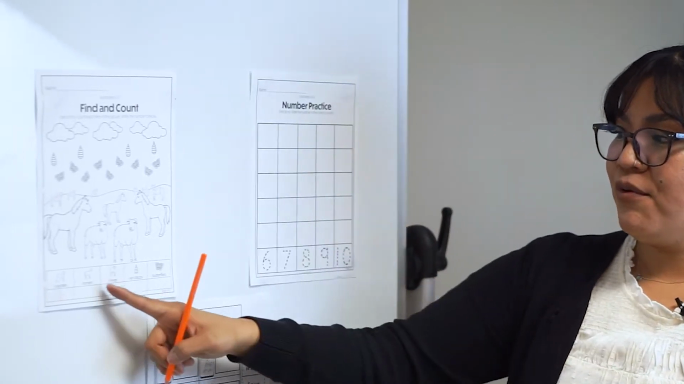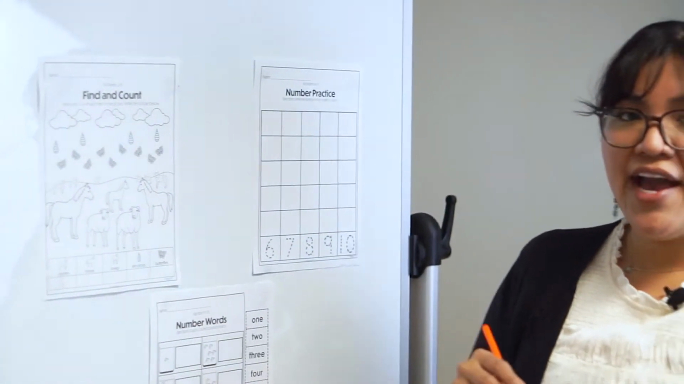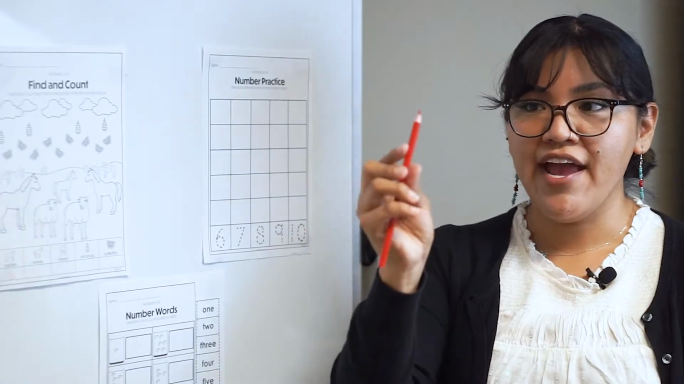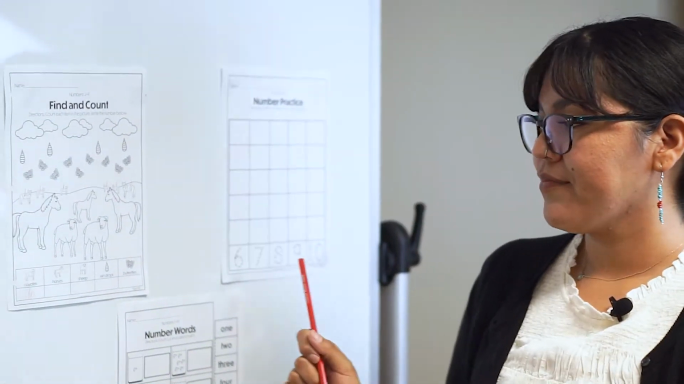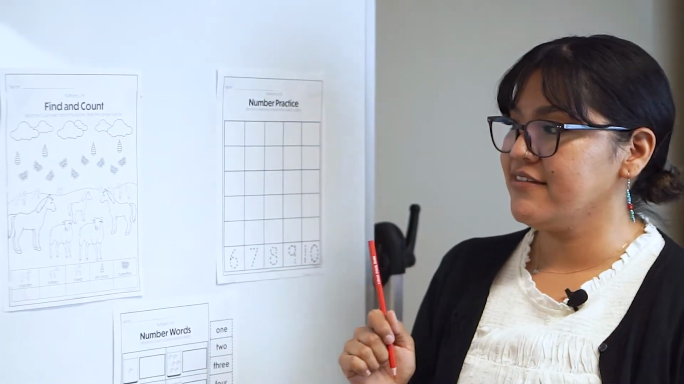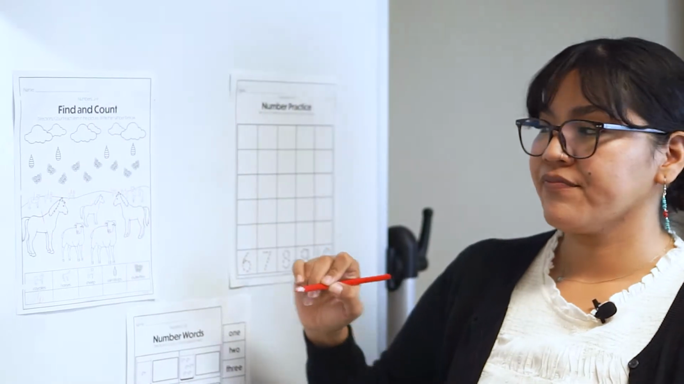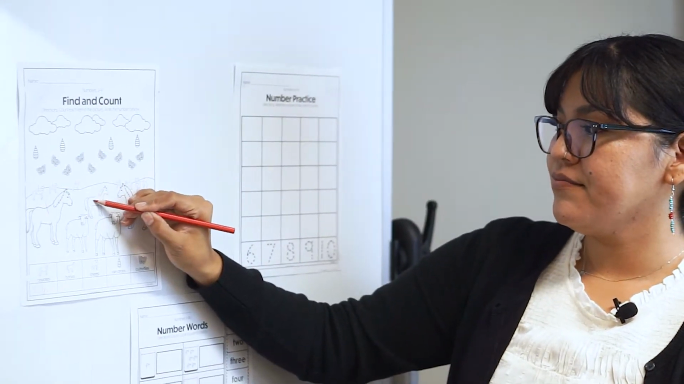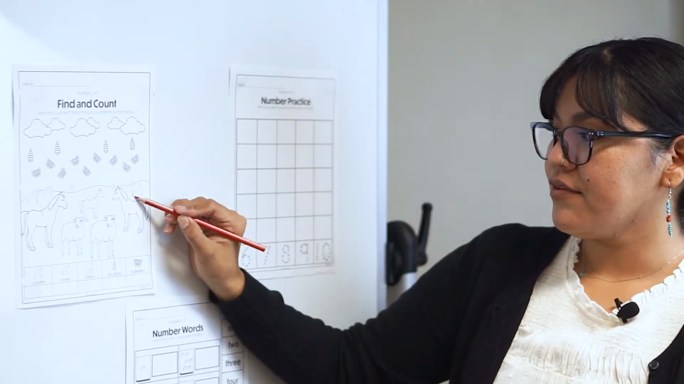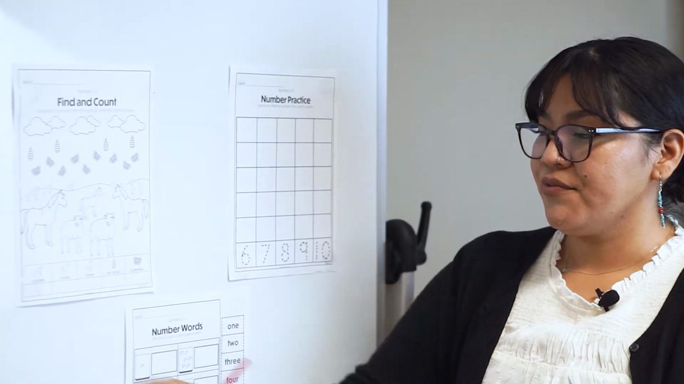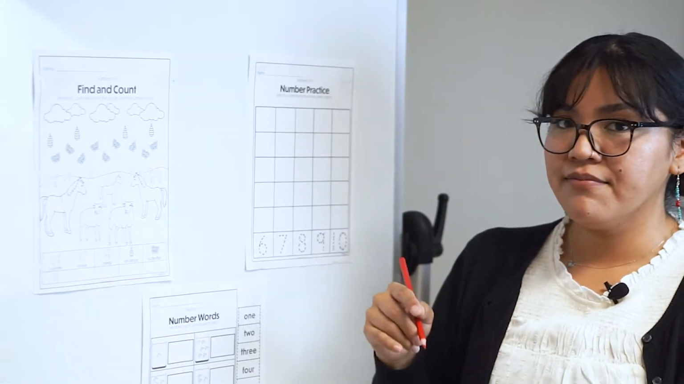Okay, next we have horses. Let's count how many horses there are. So I'm going to use the color red. Let's count the horses. So we have 1, 2, 3. I see 3 horses. So we're going to write the number 3 below.